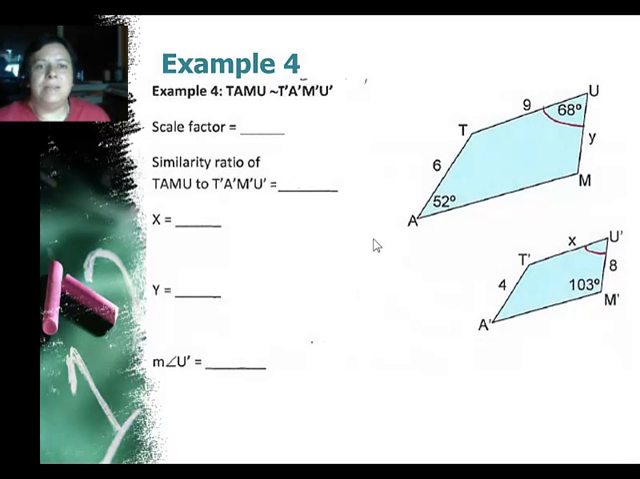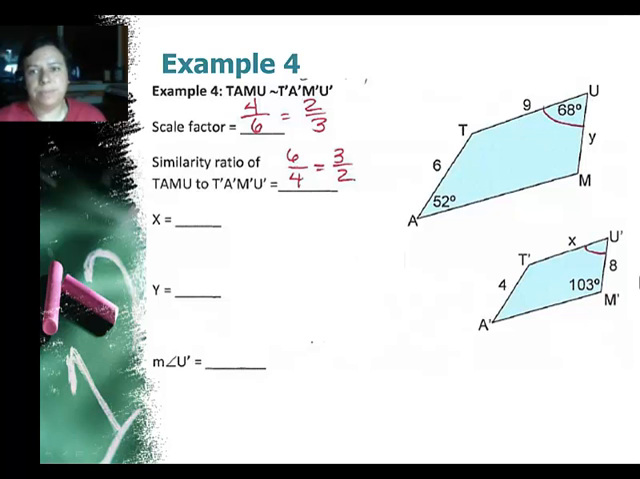Now we have example 4, our last one for this set of notes, and they want to know the scale factor. Here you always take the transformed. In this case it is T prime A prime to TA, so 4 to 6, and that simplifies to 2 to 3. Now the similarity ratio here is not the same as the scale factor because it has the pre-image or the original polygon first. So it's the reciprocal, 6 to 4, which is 3 over 2.